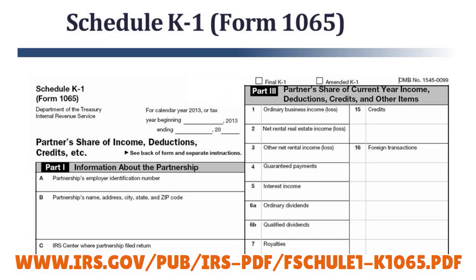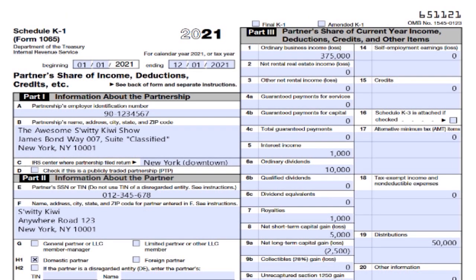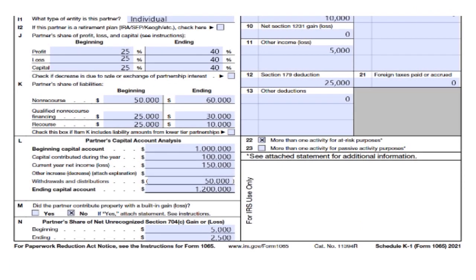So here is on the screen right now, our completed Schedule K-1 Form 1065. So we have the first screenshot, and then the second screenshot. So now let's just break it down step by step. How did we get the numbers here?